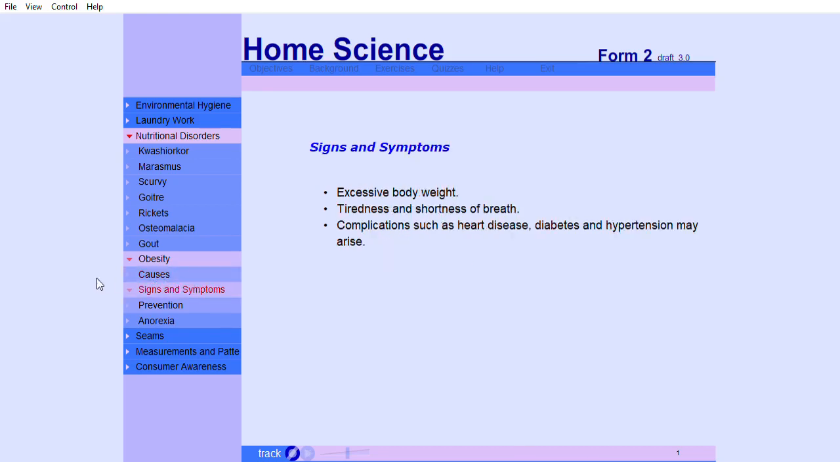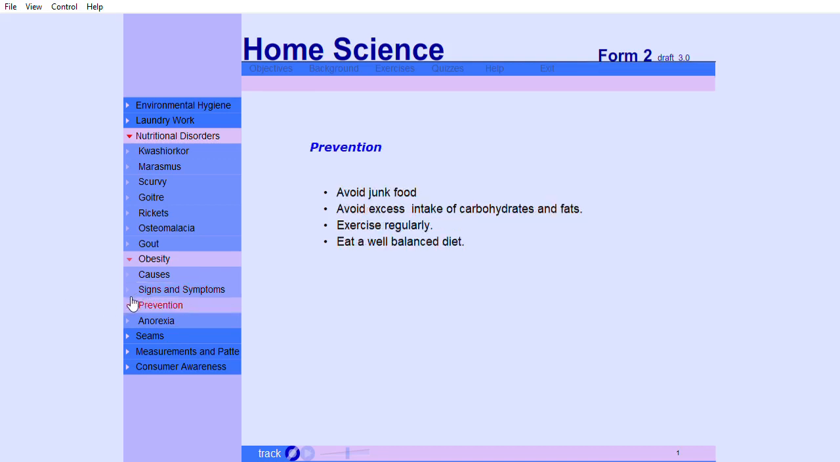These are the signs and symptoms of obesity: excessive body weight, tiredness and shortness of breath, complications such as heart disease, diabetes, and hypertension may arise. In order to prevent obesity, avoid junk food, avoid excess intake of carbohydrates and fats, exercise regularly, and eat a well-balanced diet.